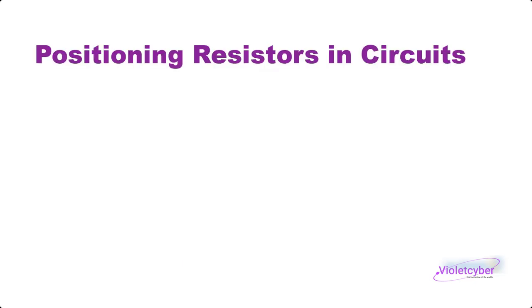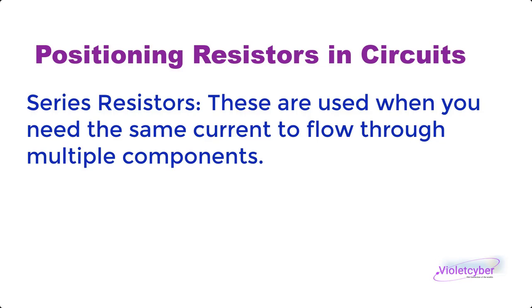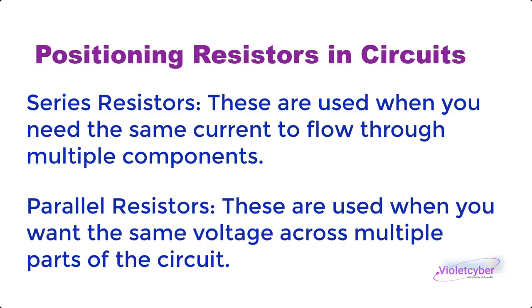Positioning resistors in circuits. Series circuit. These are used when you need the same current to flow through multiple components. Example, to limit the current through an LED, a resistor is placed in series with it. Parallel resistors. These are used when you want the same voltage across multiple parts of the circuit. Example, to distribute voltage in a power supply circuit, resistors are placed in parallel.